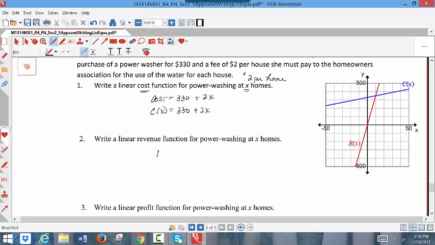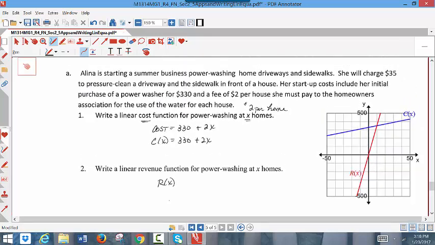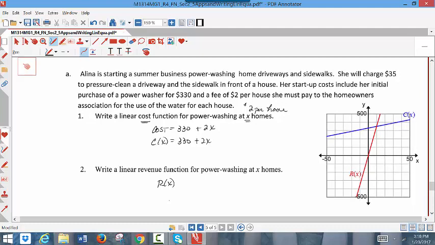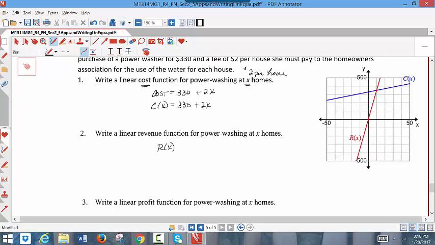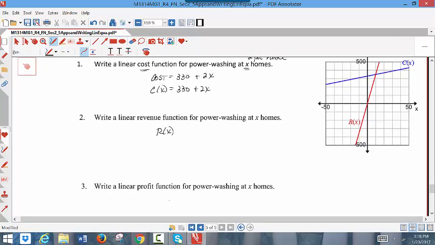Write a linear revenue function for power washing X homes. Okay, her revenue is how much money the homeowners are going to pay her. So it says that she's going to charge, up here, $35 to pressure wash their sidewalk and their driveway. So her revenue is $35 per home, or 35x.